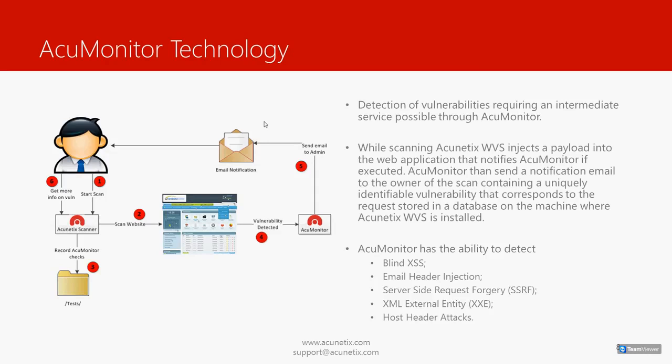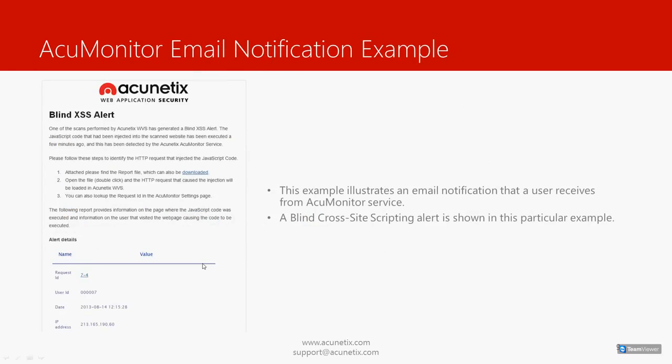In addition to blind cross-site scripting, there's also support for detecting email header injection, server-side request forgery, XML external entity attacks, as well as host header attacks. All of these vulnerabilities, as I said, require some kind of intermediary service, which is what AcuMonitor is. And this is what a blind cross-site scripting alert would look like when you get an email from AcuMonitor. You'd be able to download a file that would be attached in that email, and as I said, you'd be able to investigate this further.